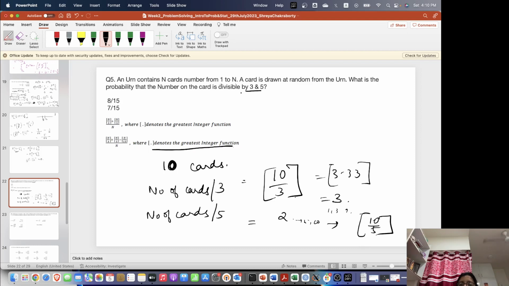Okay, now 3 and 5 they are saying. I think there's some problem in the question. This should be OR. Alright, let's say we have something like 52 cards. Then how many divided by 5? 10. How many divided by 3?